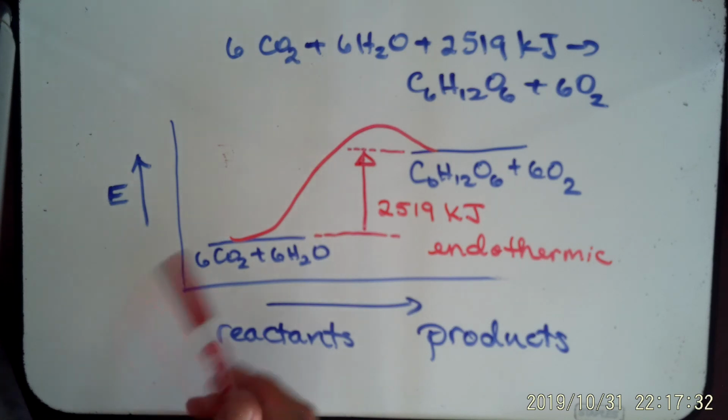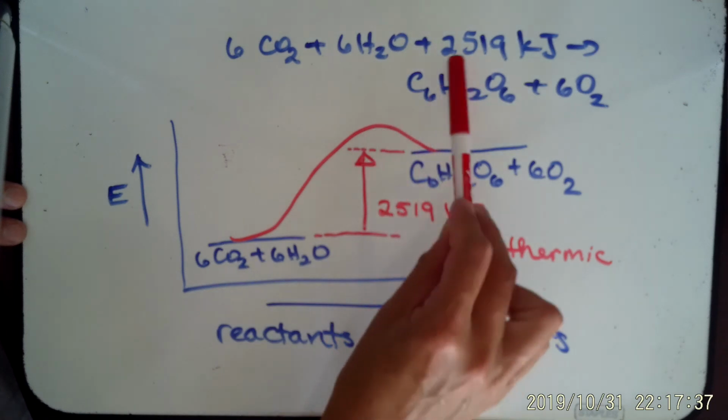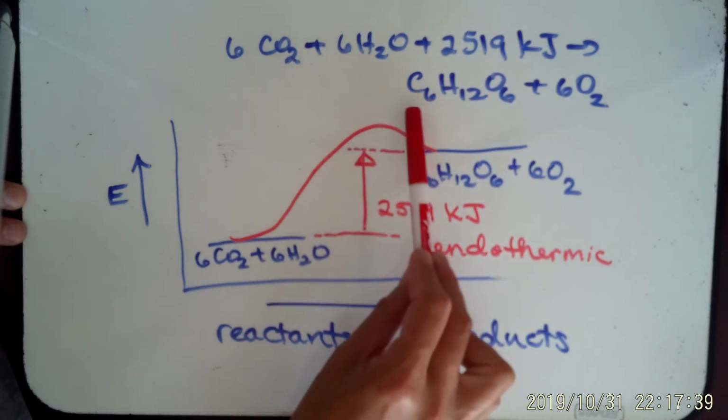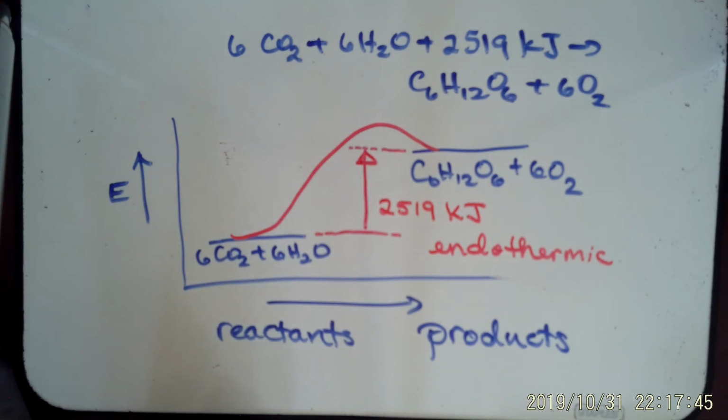Okay, and that's actually what plants do, because they're absorbing sunlight, and it's the energy from sunlight that they're using to do this reaction. So they're actually putting energy in, the 2,519 kilojoules. They're absorbing that through sunlight in order to get this reaction done.